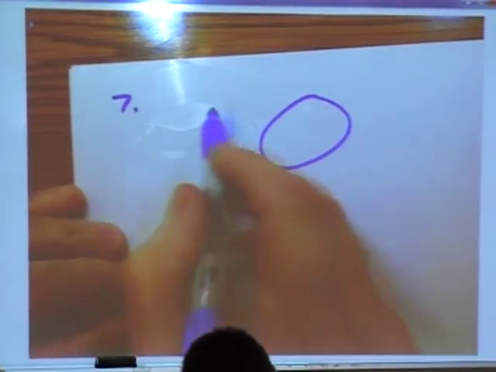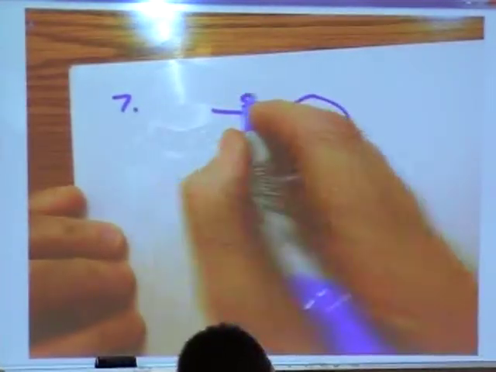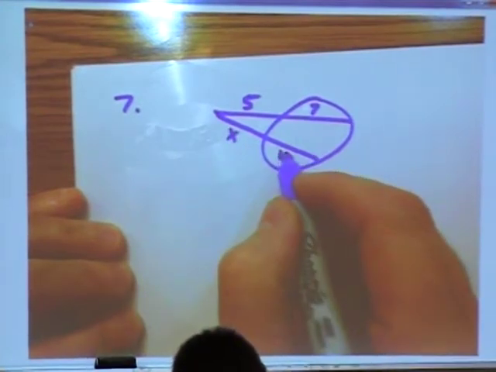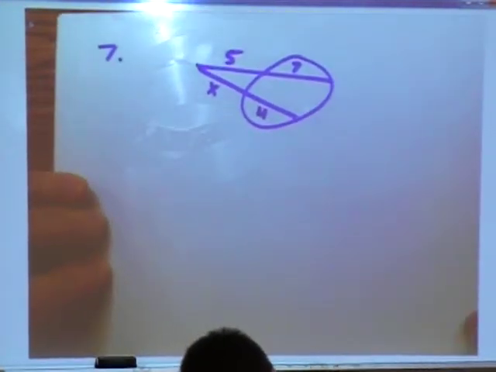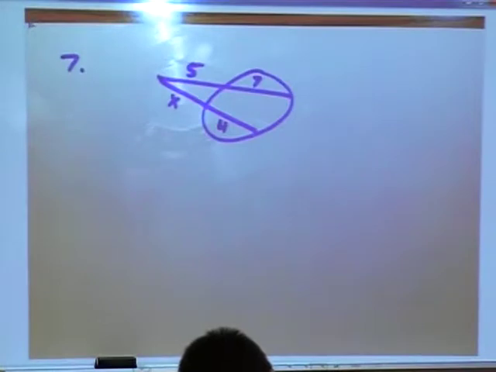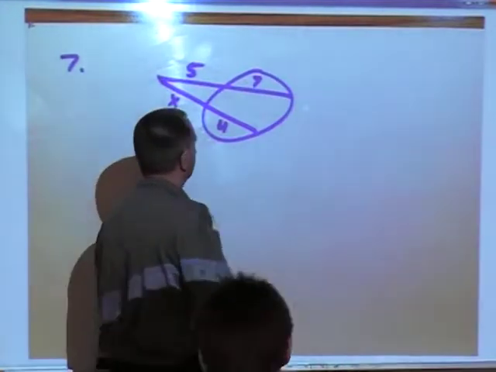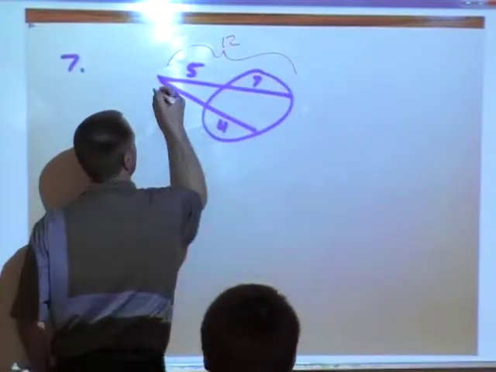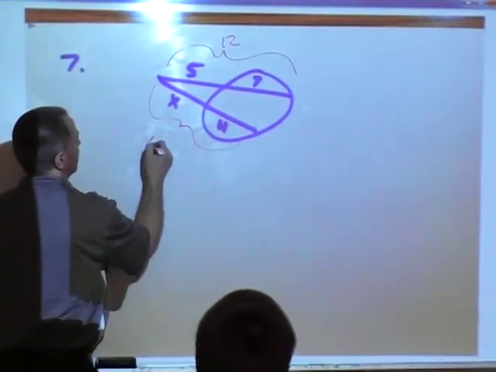Let's do number 7. Here it is. There's the picture. This is 5. That's 7. This is X and this is 4. The whole secant, 7's the whole thing. Is that okay? So the whole secant here is 12. Well, what's the whole secant here? X plus 4.